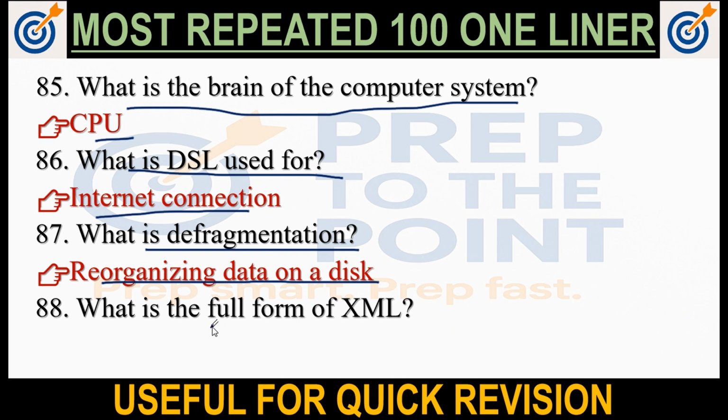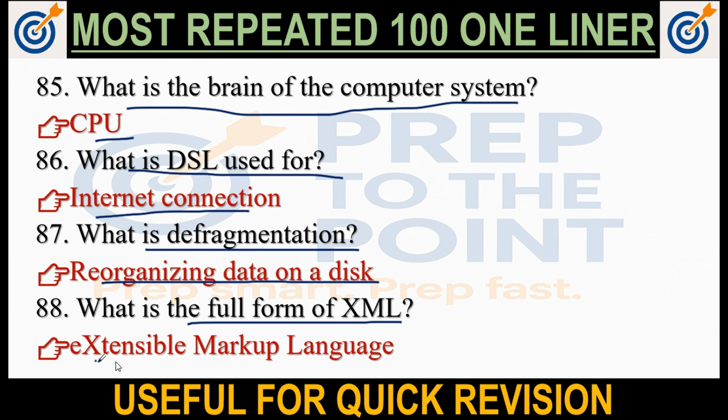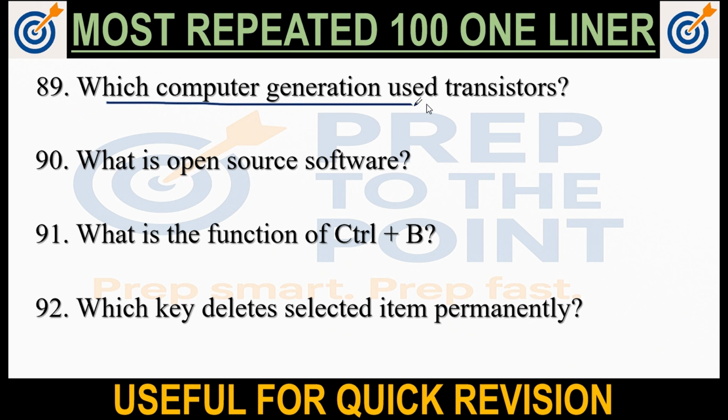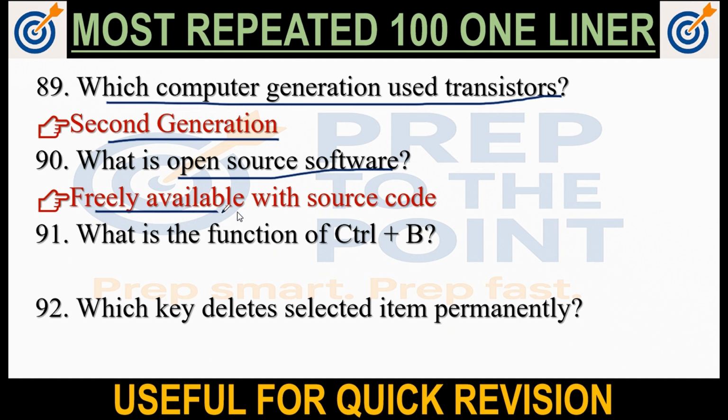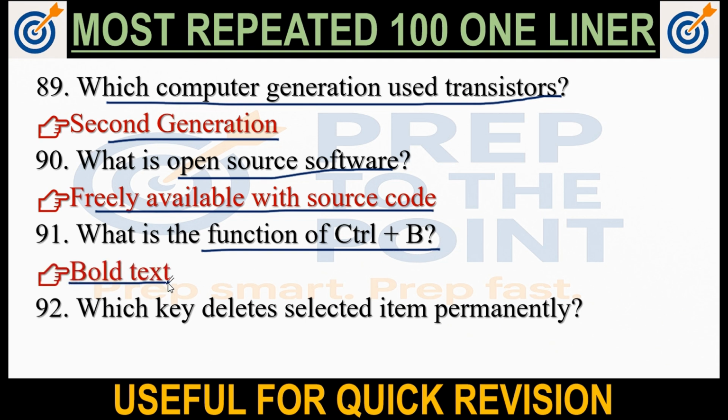What is the full form of XML? Extensible Markup Language. Which computer generation used transistors? Second generation. What is open source software? Freely available with source code. What is the function of Control plus B? Bold text. Which key deletes selected item permanently? Shift plus Delete.